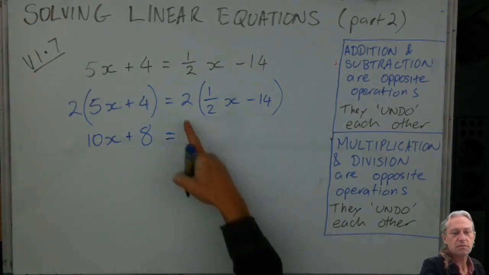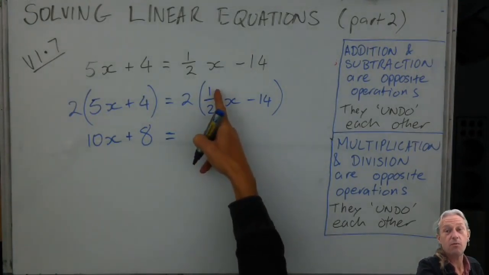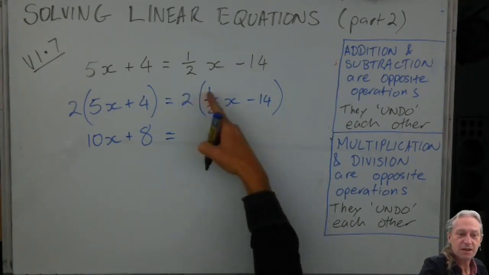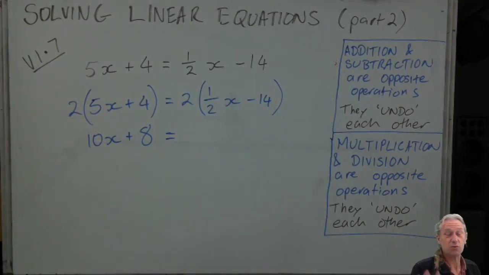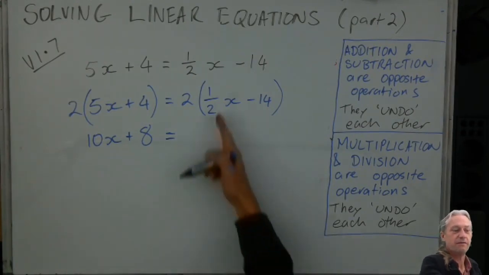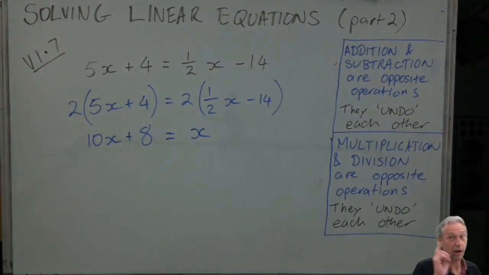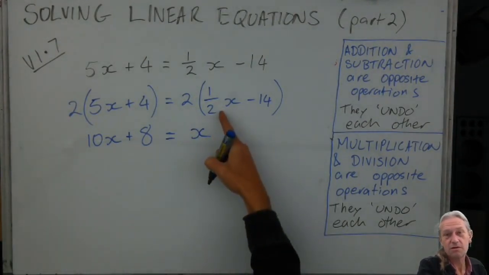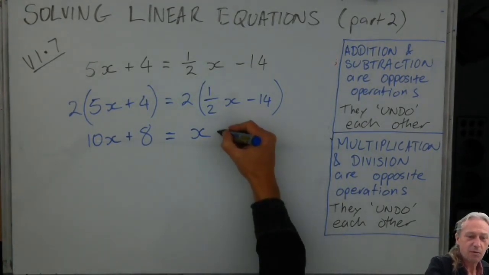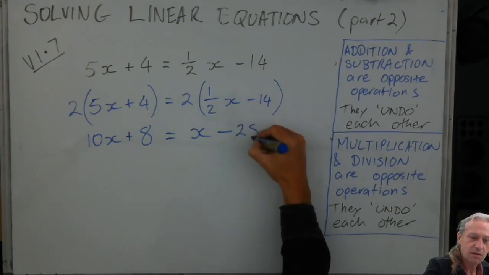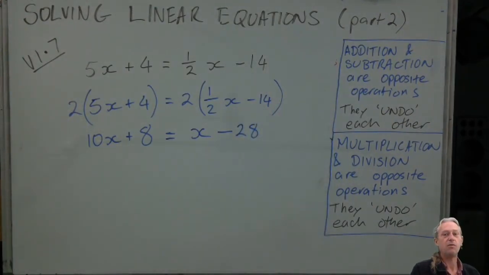And this equals, so 2 multiplied by the 1 on the top, but then divided by 2, this half cancels out, which is really the whole point of doing this step. So we end up with 1x, 2 lots of a half is just 1. Take away 2 lots of 14, 28. So now that we've got this far, we can then collect the terms.